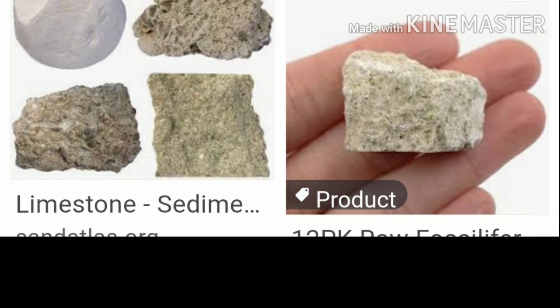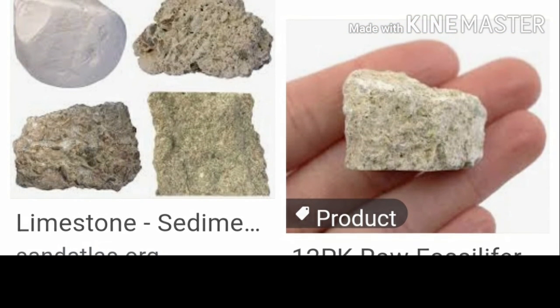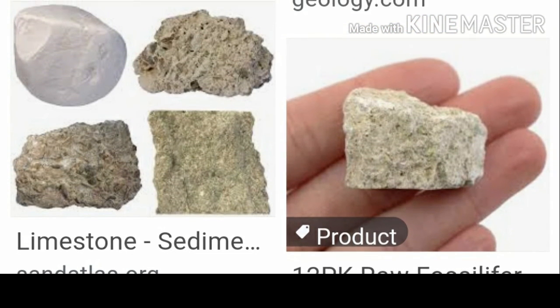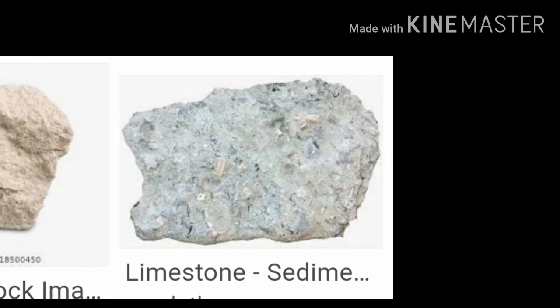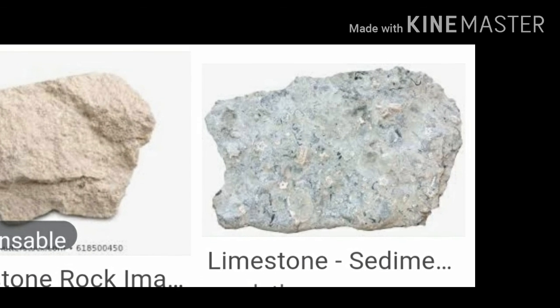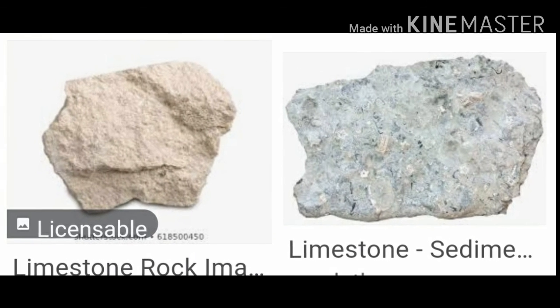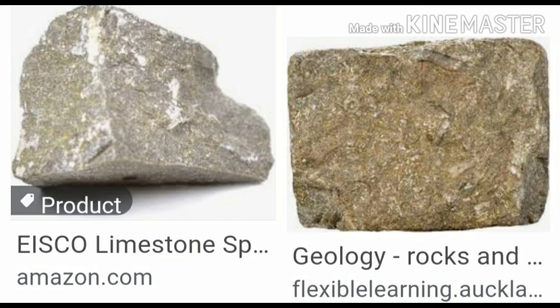Next is limestone. Limestone forms from the accumulation of shells of dead sea creatures. The main mineral in limestone is calcite. Chalk is a soft limestone. Limestone is easy to cut into blocks. Complex carving can also be done on it. It is used in making roads, buildings, and in the manufacture of cement.